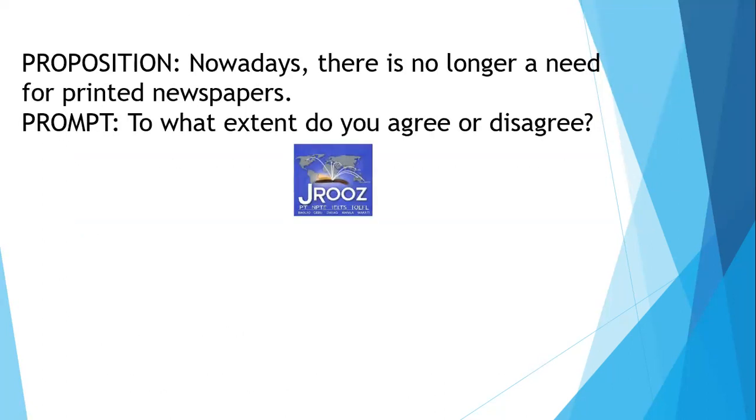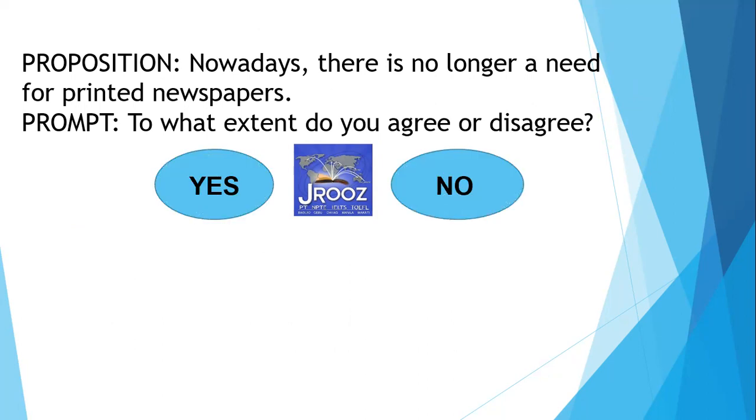Then we are now proceeding, I think, with the sample. So the proposition: nowadays, there's no longer a need for printed newspapers. To what extent do you agree or disagree? So there are agree arguments and there are disagree arguments. For those who agree, they say newspapers are no longer important. So that's what you call the topic sentence, guys. Have you heard of that? The topic sentence? I'm sure you have. And then, of course, what follows the topic sentence?